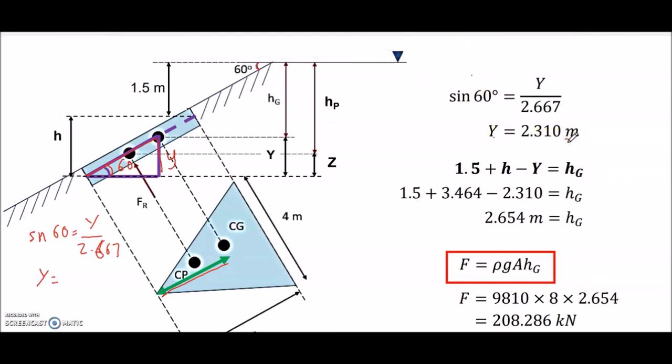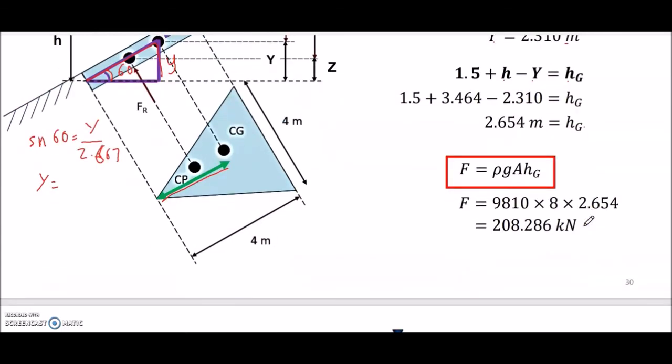Alright, so now you have your y is 2.667 times sine 60, you get 2.310 meter. Now you just put all these values h and y into the hg formula, so you calculate the hg, you get 2.654 meter. So we already have hg. Now you need to calculate your force.